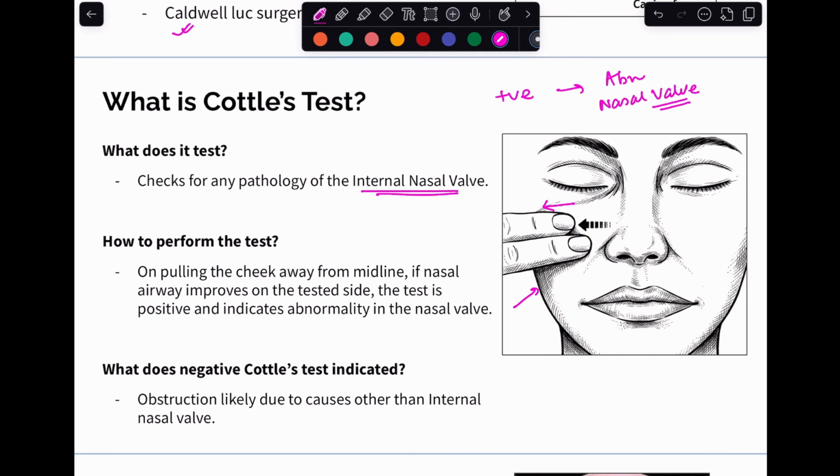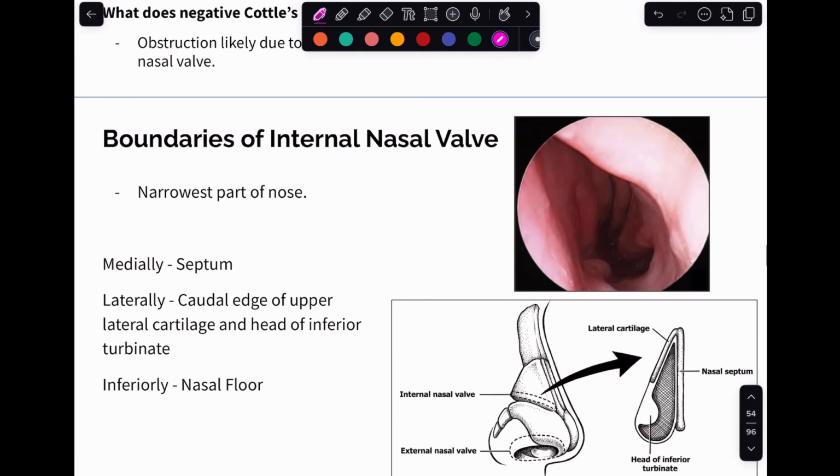And if there is no improvement on pulling the cheek away from the midline, if the nasal obstruction or the nasal airway does not improve, in that case, this is known as the negative Cottle's test. That means that the obstruction is likely to be due to causes other than the internal nasal valve. The next question is, can you tell me the boundaries of the internal nasal valve?